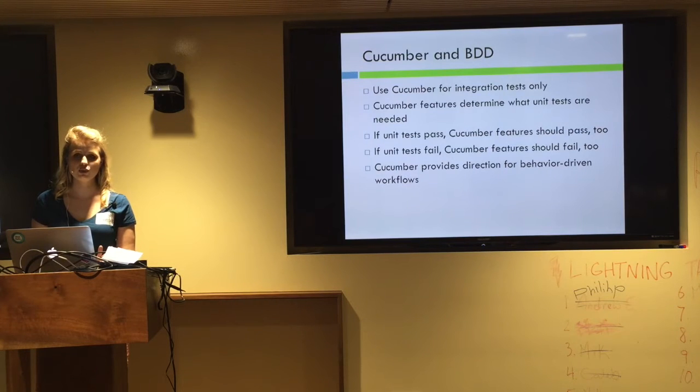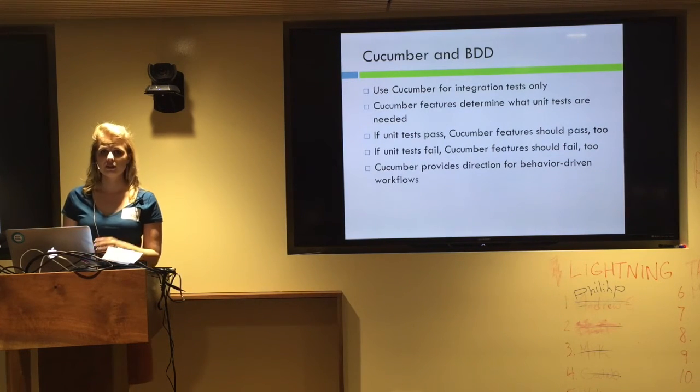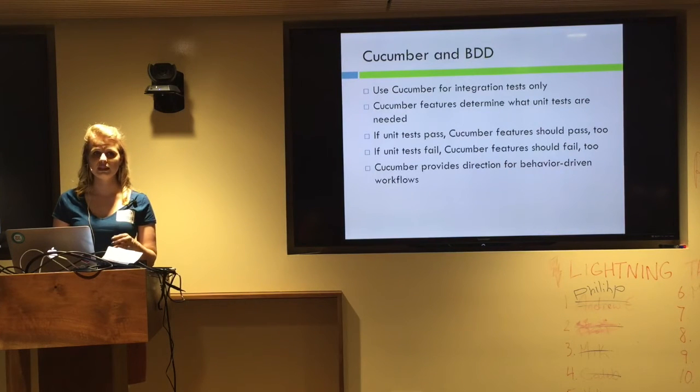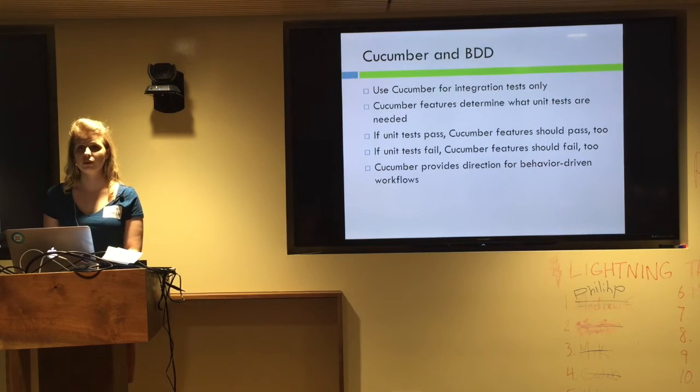Like an integration testing tool does, Cucumber features determine what unit tests are needed. This is really important. Integration tests determine what unit tests are needed. It also gives you important information about how your system is working. The idea is that your unit tests and your integration tests should pass together, or they should fail together. If your unit tests fail and your integration tests pass, that tells you something really important that you wouldn't have known without both of them.